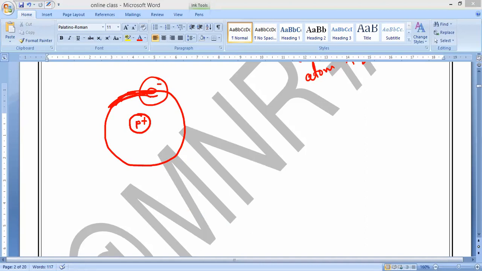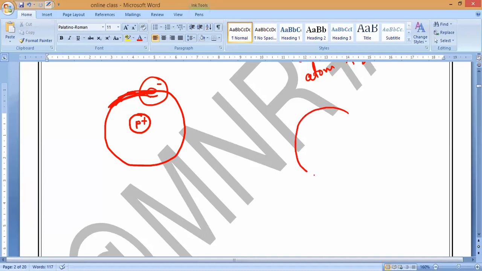For example, if you take any other element, let me take lithium. Lithium, what is its atomic number? Can anyone say? Yes, it is 3. So lithium has 3 protons plus 3 neutrons, and it has 3 electrons. Later you will notice it, because you don't yet know how to write the electronic configuration. Correct?